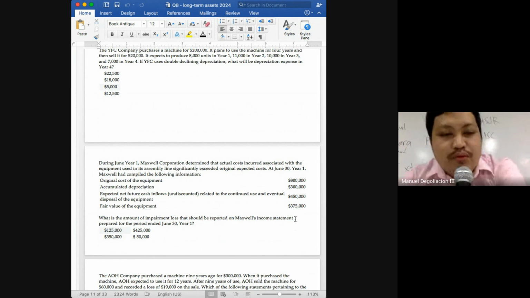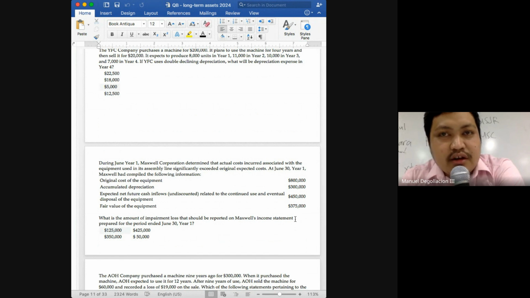Okay, let's start with our book value. How much is the book value? Original cost of 800 minus accumulated depreciation of 300. So book value would be 500. Next, comparing with what? Expected undiscounted cash flows, which is 450. So book value is 500 and undiscounted cash flows is 450. Is the asset impaired? Yes, because the carrying amount is greater.